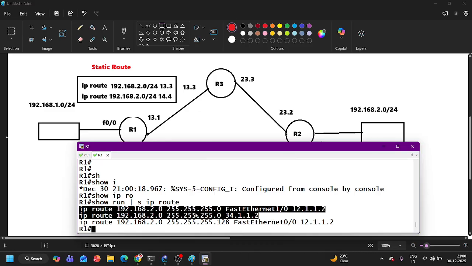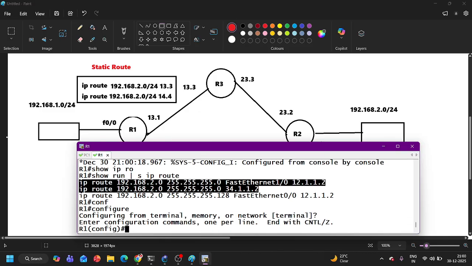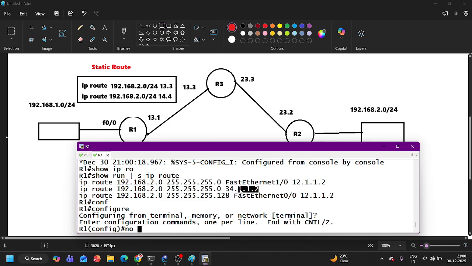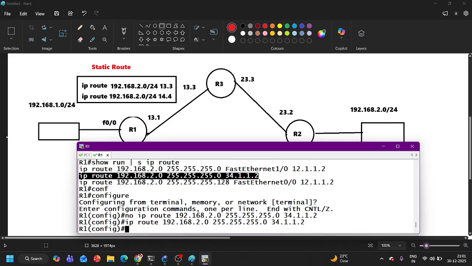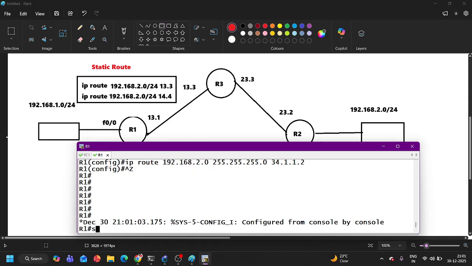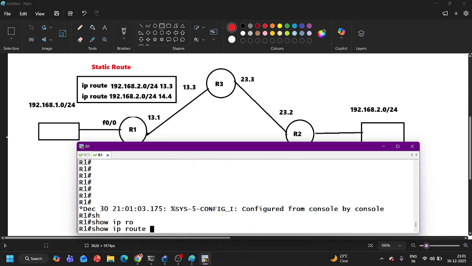Let me correct it. Config T. No ... to this, and then IP route. Without using the no command, if I run the same command again in the correction, will it overlap, or will it add? Not in the routing table, okay. Like in the running configuration, not in routing tables.